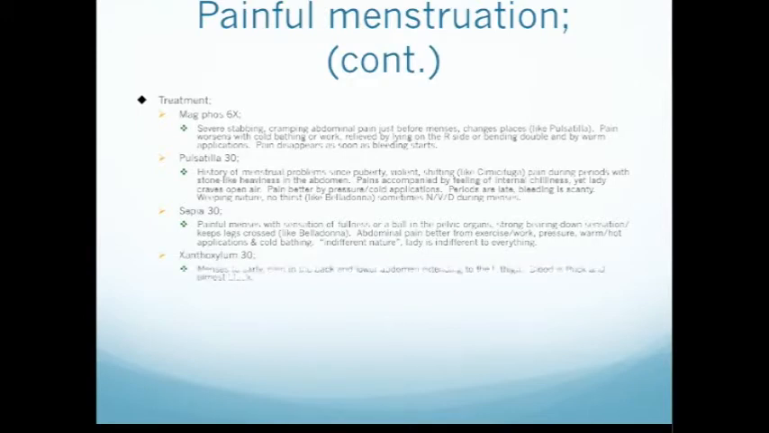Xanthoxylum 30. This is good for menses that arrive too early with pain in the back and lower abdomen extending to the left thigh. Blood is thick and almost black. Stop the remedy once there is a 50% improvement. Resume if necessary.